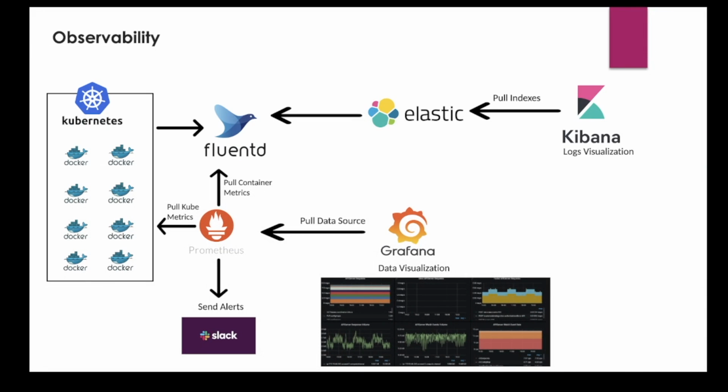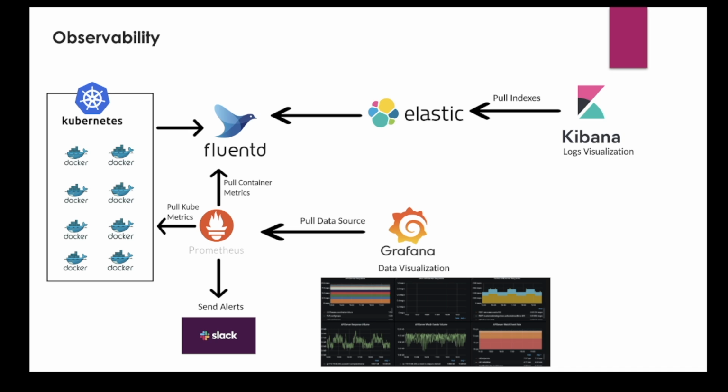The only last thing left for this video is observability. It's very important to know what is happening in your infrastructure. You need to know the logs. So Fluentd and Prometheus are among the best candidates to show you the logs. Fluentd will pass the indexes to Elasticsearch. Kibana pulls the indexes from Elasticsearch and shows you the logs.